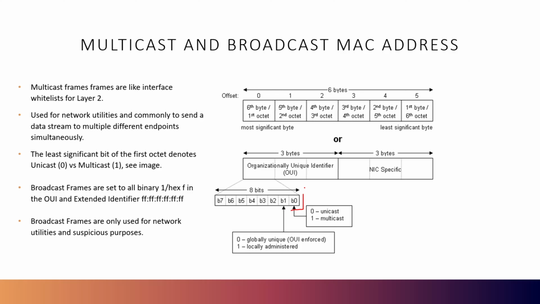Broadcast addresses are similar. Actually, they're even technically also multicast addresses, in that these messages also propagate out across a network, but unlike a proper multicast address, broadcast addresses are used when every receiving interface should process the message. Layer 2 broadcasts are also sent out with that bit set to 1 like a multicast address, but further having all bits set to 1, or all hexadecimal Fs. Broadcast addresses are only used for network utilities or for suspicious purposes.